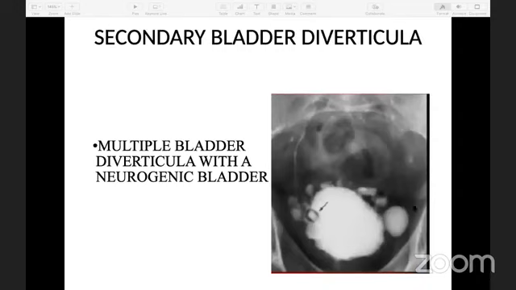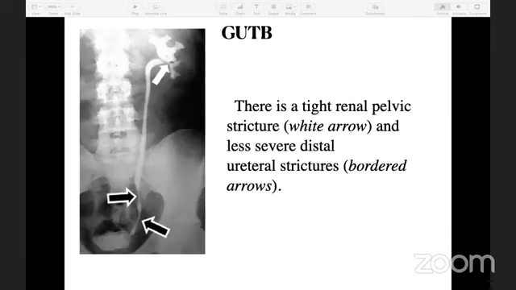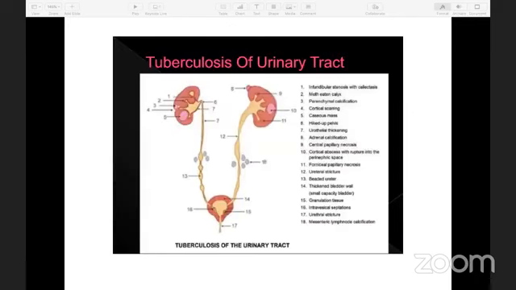Multiple small secondary diverticula in a patient with neurogenic bladder. This IV film shows multiple strictures at the level of renal pelvis and distal ureter due to genitourinary tuberculosis. This slide shows possible lesions right from kidney to urethra in genitourinary tuberculosis.